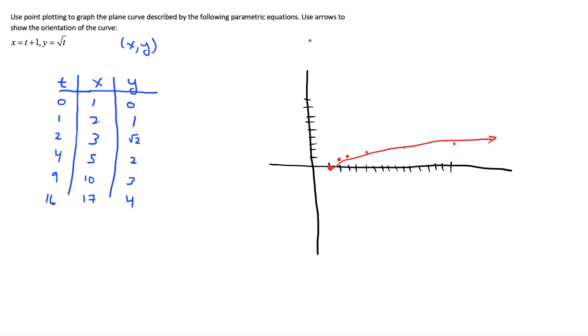What does it mean to use arrows to show the orientation? What the arrows do is go from the smallest value of t to increasing values of t. So what's the smallest value of t here? It's t equals 0, which is this point. So this is t equals 0, this is t equals 1, t equals 2, t equals 3, and so forth. What does that mean? It means that these arrows should be pointing this way.